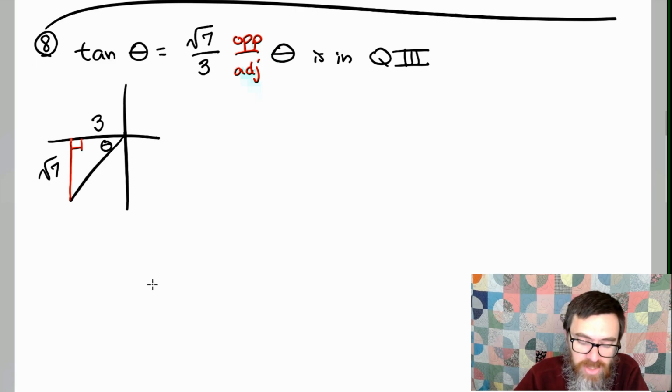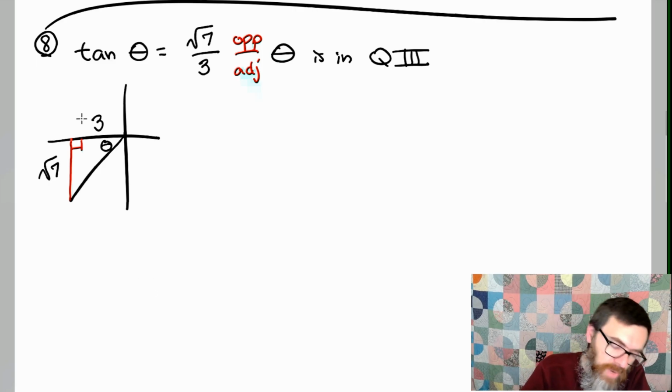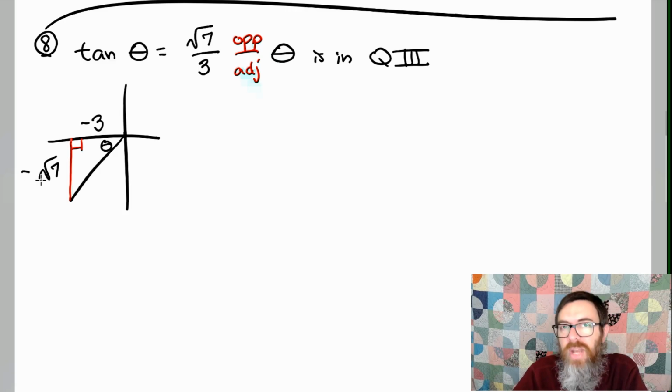However, pay attention to the diagram. You're down in quadrant 3, which means your x value is negative. Your y value is also negative. And you might say, but my tangent value is positive. Well, remember, it's the quotient of the y and the x. So it's a negative over a negative, which makes it a positive.